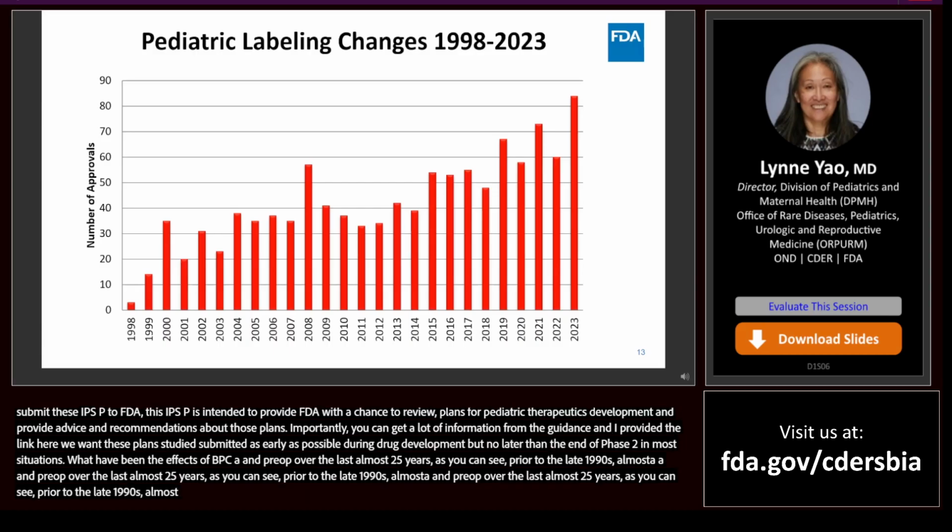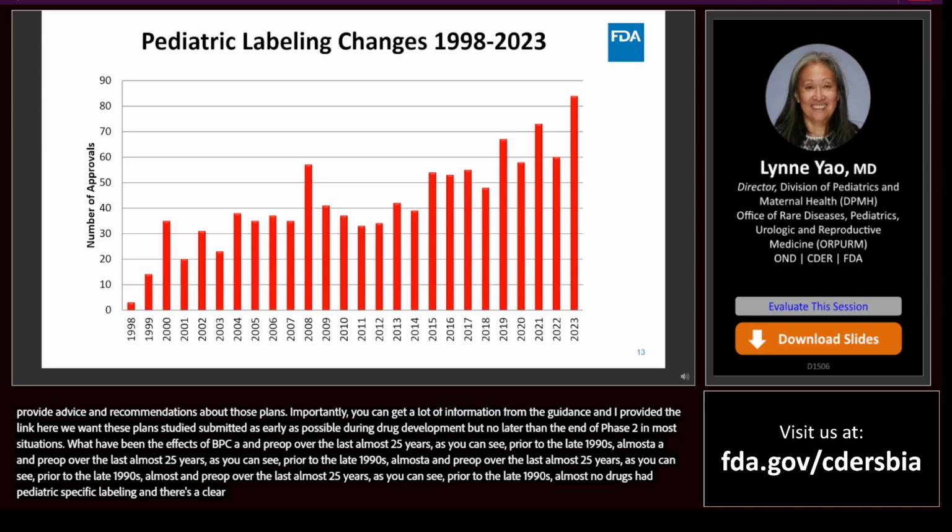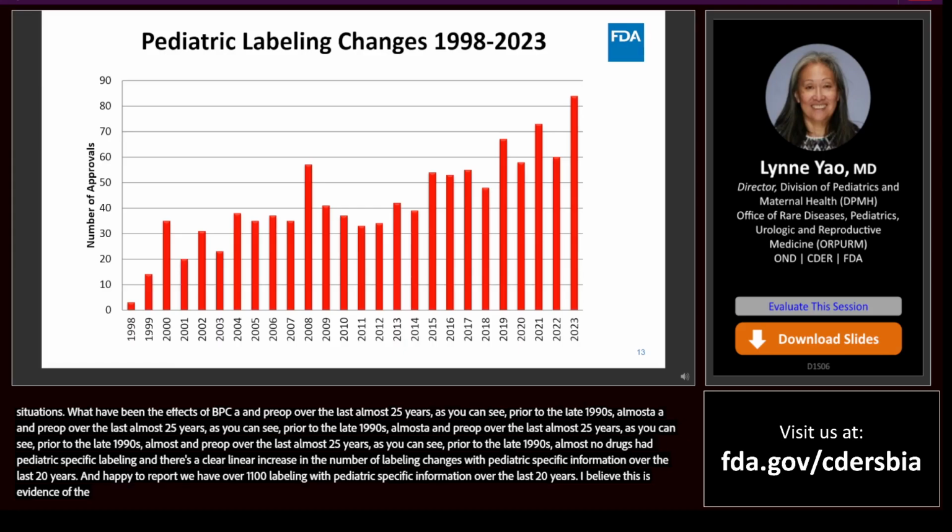And you can see here that there's been really a clear linear increase in the number of labeling changes with pediatric-specific information over the last 20 years. And I'm happy to report that we have over 1,100 labelings with pediatric-specific information over the last 20 years. So I believe that this is evidence of the very important positive effect that the laws in the U.S. have led to drugs that are now appropriately labeled for use in children.